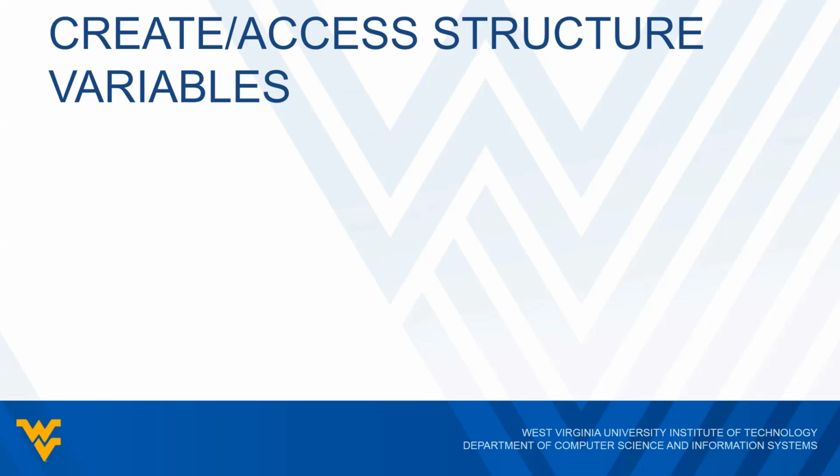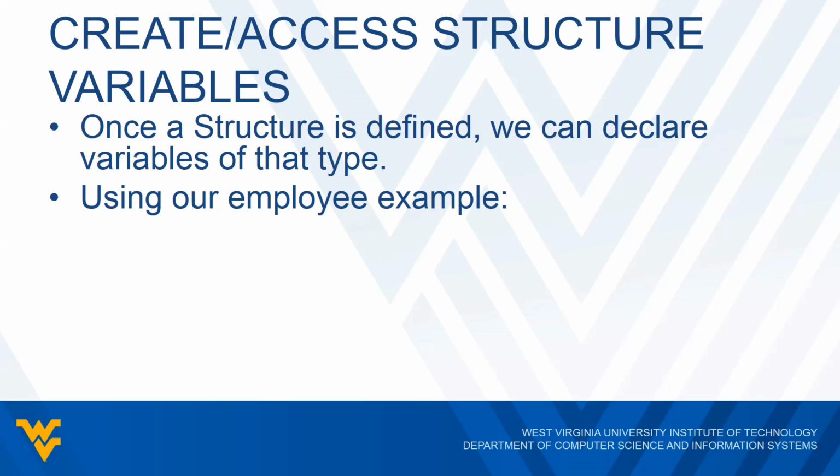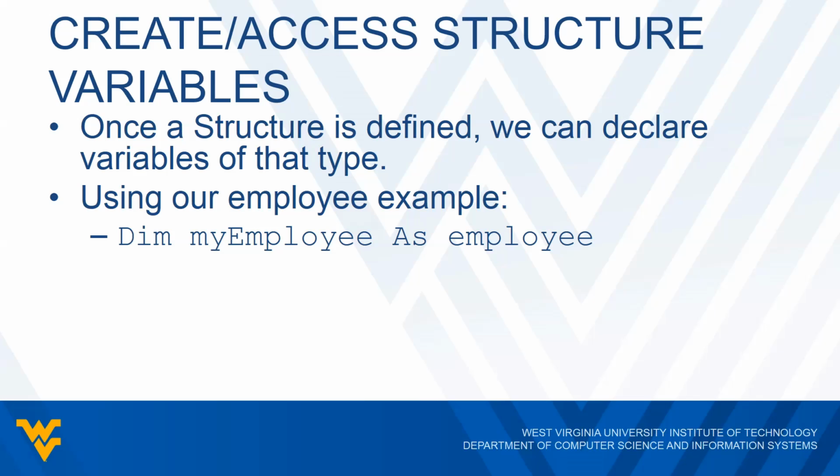Now, once we have defined our structure, we can now declare variables of that type. Like I said before, when we create a structure, think of it as creating your own data type. So how do we do that? Well, let's use an example to help illustrate this. So let's say we go back to our employee example for our structure. So we would say something like this. Dim, and we'll call it my employee, and then we have the word as, and then we just put in the name of our structure as our data type. So in this case, we call it employee.